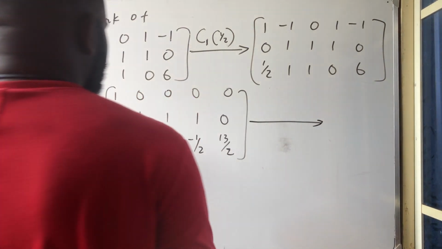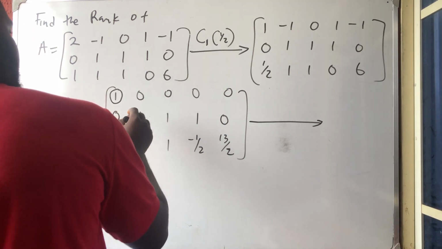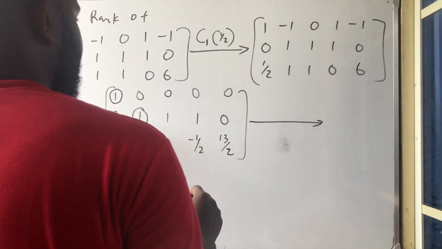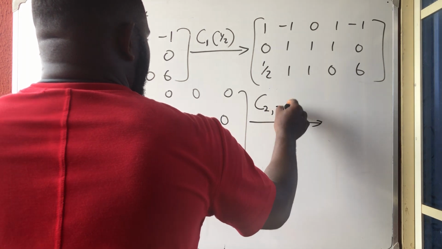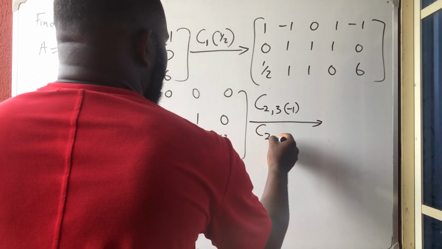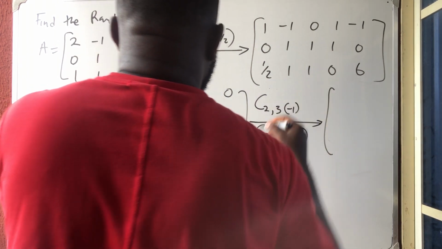So what can give us 0 here? You know that here is already, let's circle it and know what we are doing. Circle this one, circle this one. So I'm interested in getting 0 here and here. So I can say multiply column 2 and add it to column 3 by minus 1. The same thing is what you do to column 4. Multiply column 2 and add to column 4 by minus 1. It will help us to get that 0 that we're looking for.